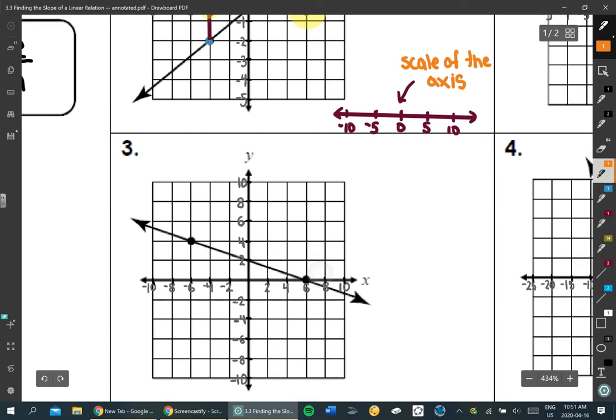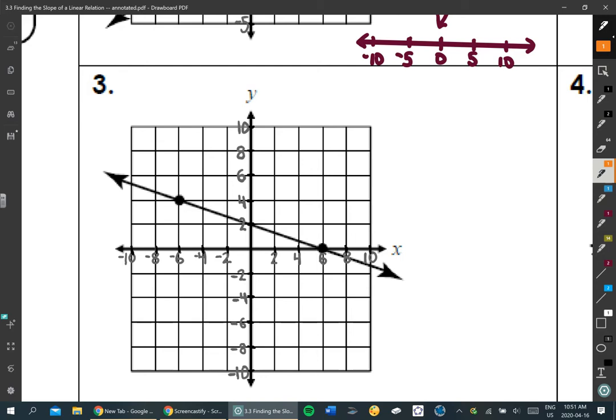What is different about this graph? Well, look at the scale. We are no longer counting by 1s. We're counting by 2s in both directions. So we just need to be aware of that, and we need to remember that when we're finding our slope.